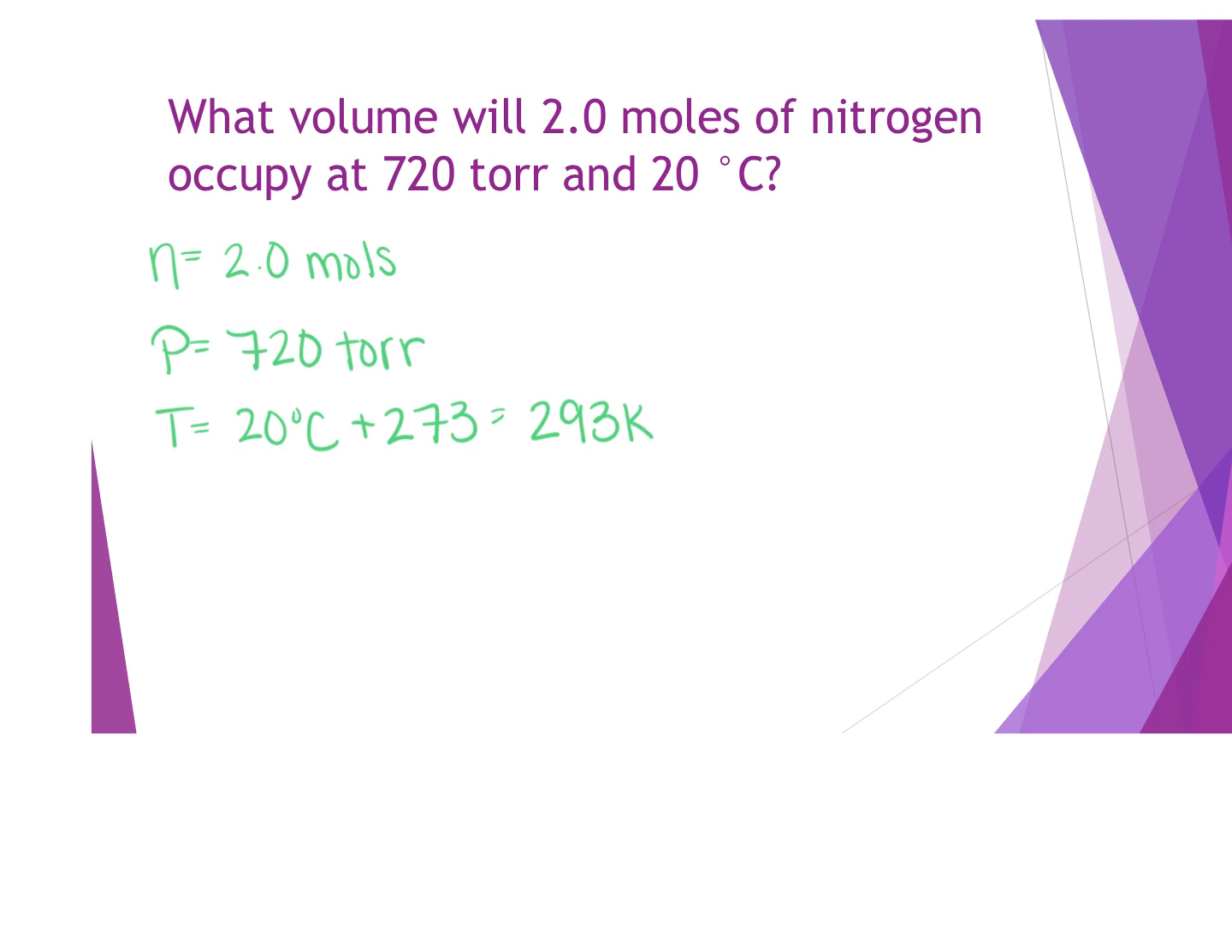Okay, and then what are we solving for? Volume. Okay, so what equation do you know that has N, P, T, and V in it? Okay, ideal. So we're going to use PV equals nRT. So now that we know we're using the ideal gas law, do these units matter? Okay, so which one up here has a unit that we have to convert? Pressure. Okay. So we can't be in torr, we have to be in atmospheres. All we have to do is just divide it by 760.